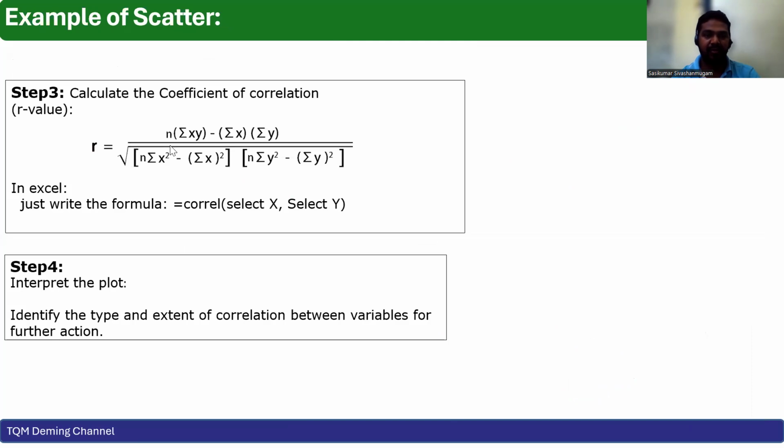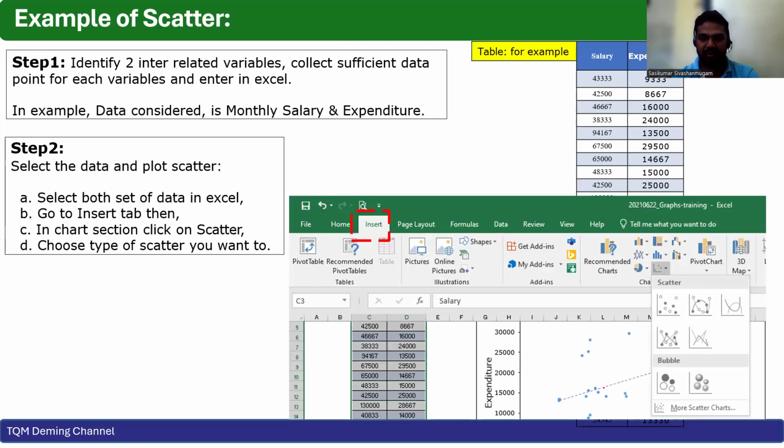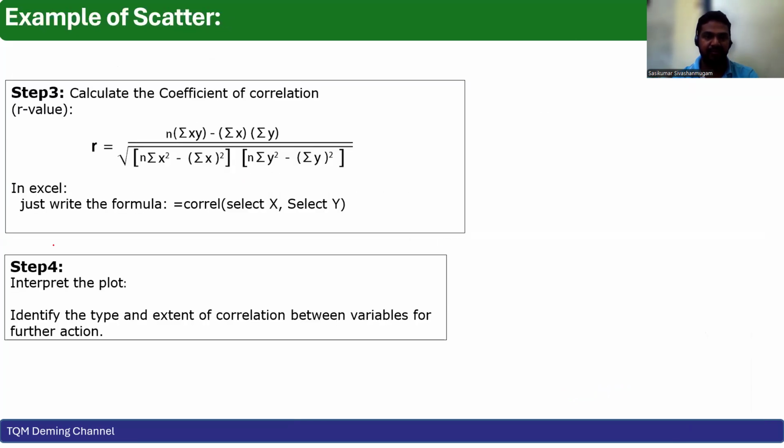Then for the R value, once you select the data, you can hover the pointer, right click and click the R value. The R value will appear. After the R value, you can get the interpretation. As we discussed, the R value goes from minus to plus: minus is negative correlation, plus is positive correlation. Then we can take a decision.